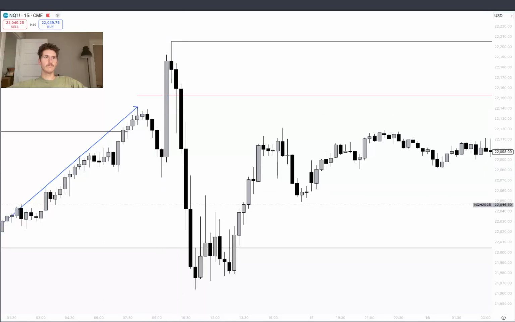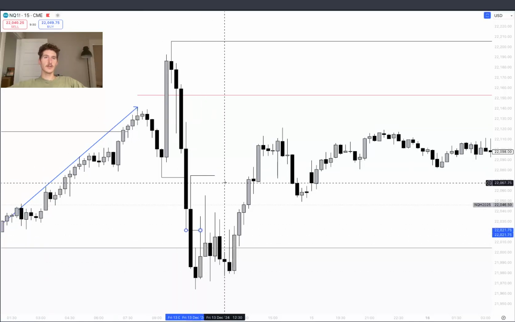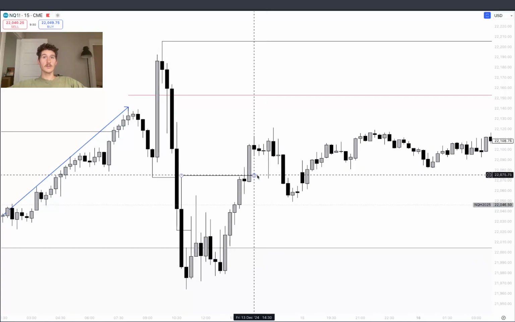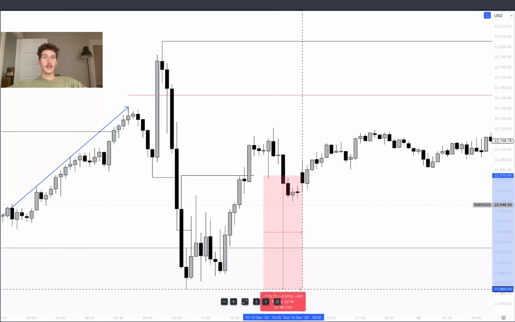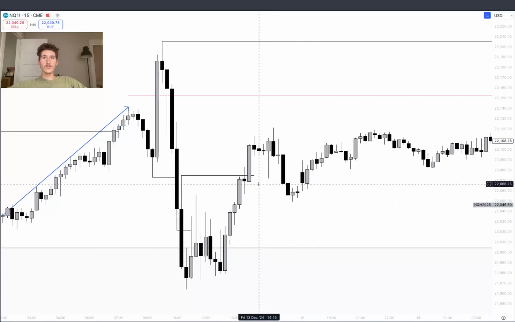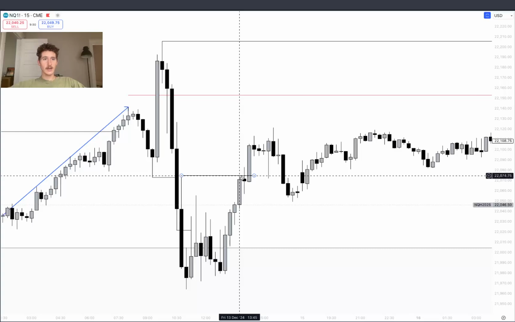We have a flip down on the 15. We have a tap back. This tap back sends price to go below here. So we would anticipate that once it touches this, we could see potentially price go and trade and continue down through this low.